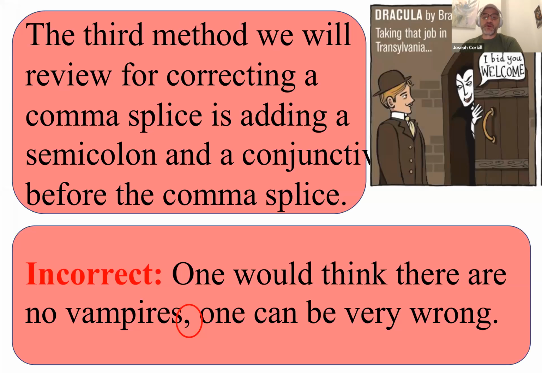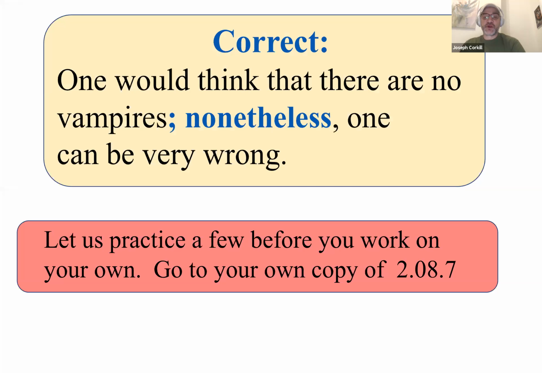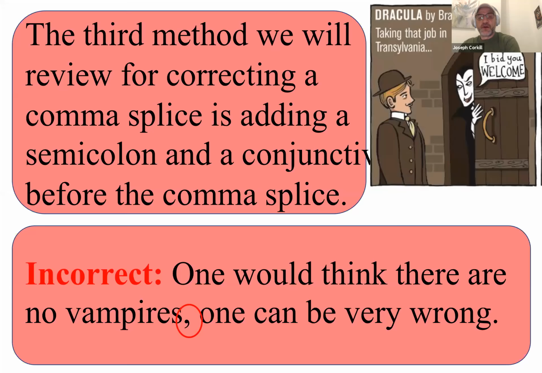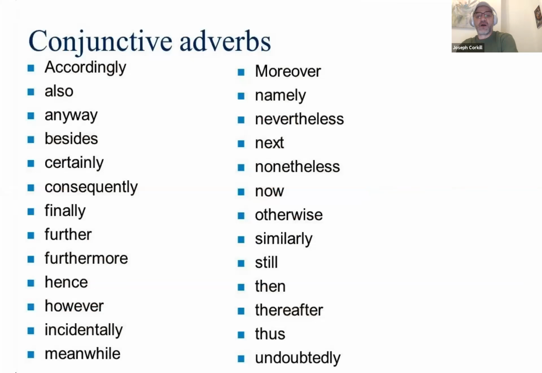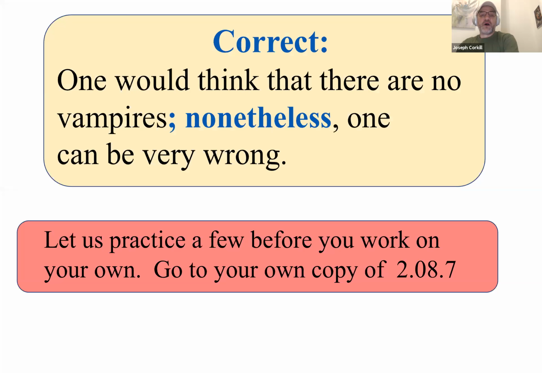All right, so once again, we're taking sentences like this on the bottom that are incorrect. One would think there are no vampires, comma splice. One can be very wrong. So we're going to take this incorrect comma splice and change it into a compound sentence with a conjunctive adverb that will look like this. One would think there are no vampires; nonetheless, one can be very wrong. Okay, so the sentence would look like this when we're done.